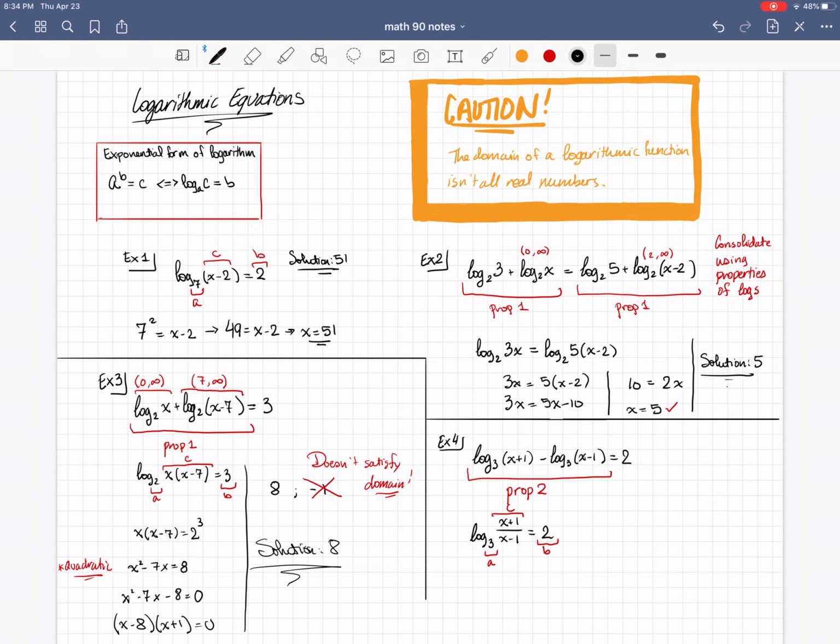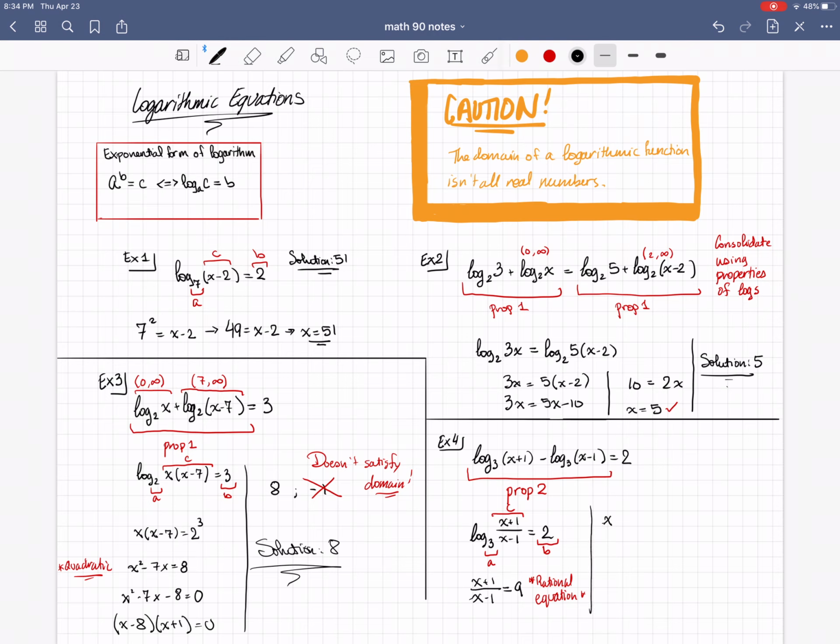So we have 3 squared is equal to x plus 1 over x minus 1. So x plus 1 over x minus 1 is by itself. 3 squared, which is 9, is on the other side. This is a rational equation. If you want, we can label that. And what I hope you all remember about rational equations is that the way that we solve them, or at least one way that you can solve them, is multiplying both sides by the denominator.